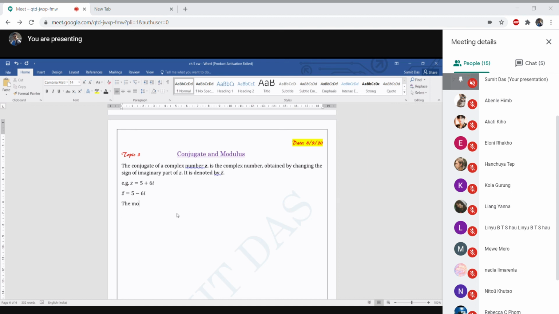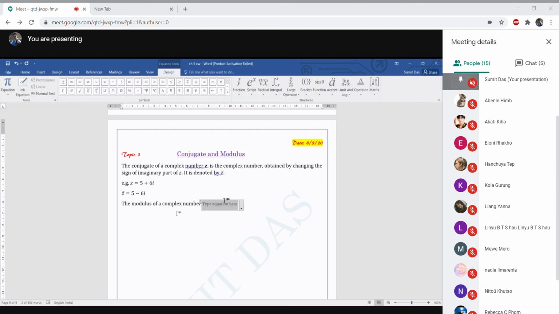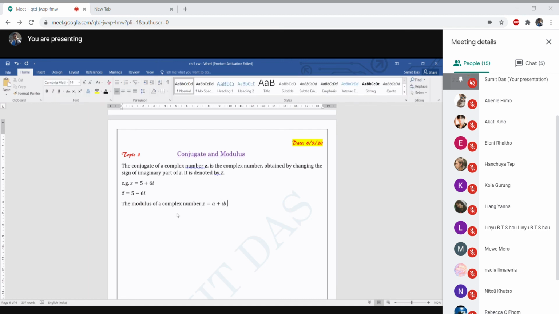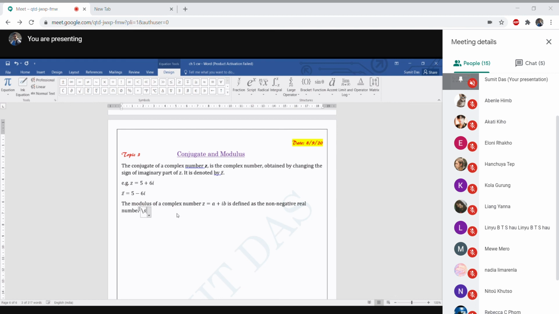The modulus, or it is known as absolute value also, but we use modulus, of a complex number z equal to a plus ib is defined as the non-negative real number square root of a square plus b square.